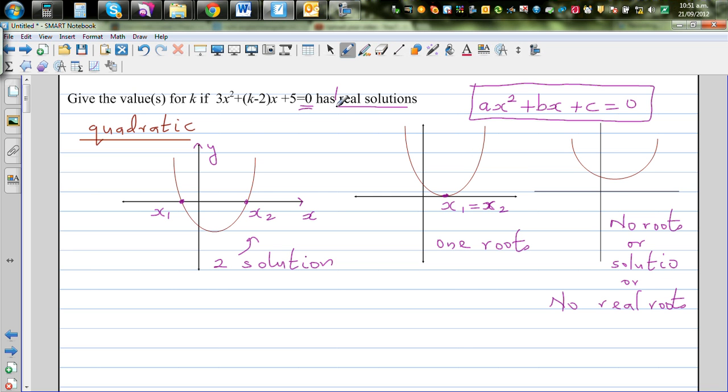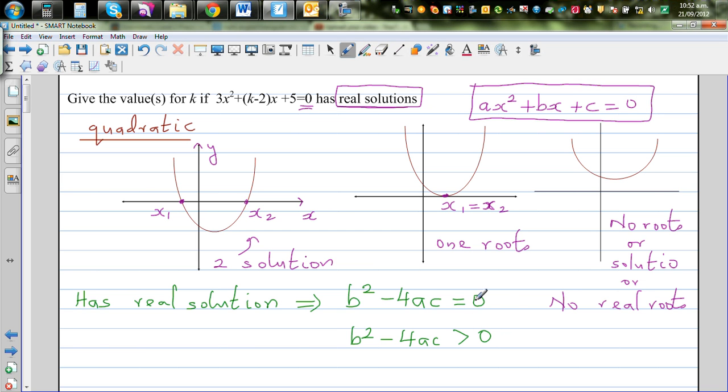So has real solution means real roots. Let's write that. This is the key phrase: has real solution implies, b squared minus 4ac, which is called the determinant, is either equal to 0 or b squared minus 4ac is greater than 0. These are the two possibilities.